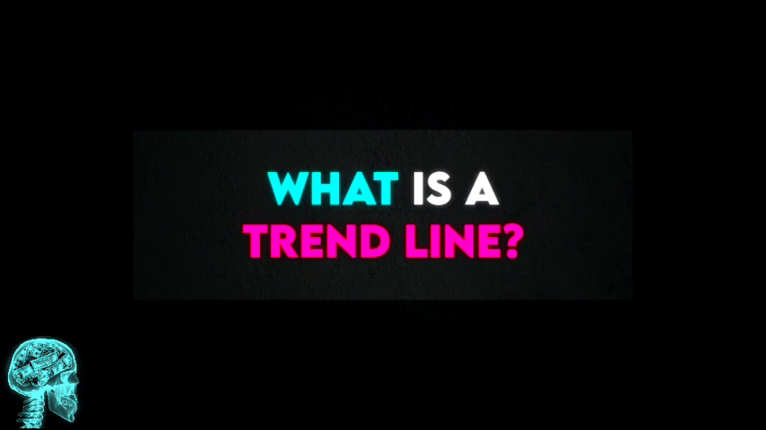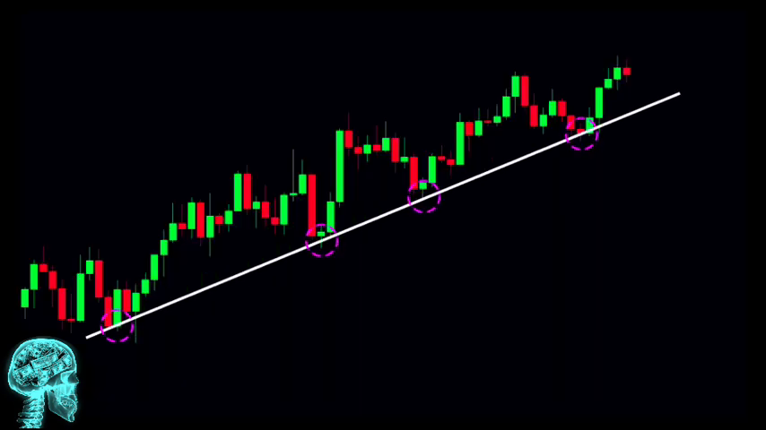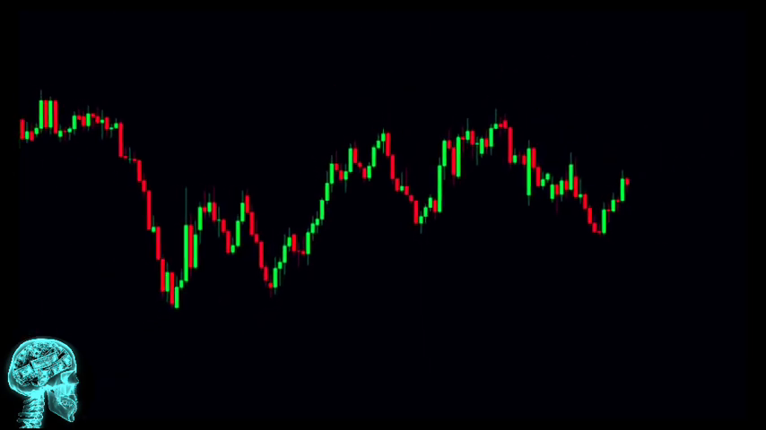First, what is a trend line? A trend line is a straight line drawn on a chart that connects two or more swing points in price. Let's look at an example.